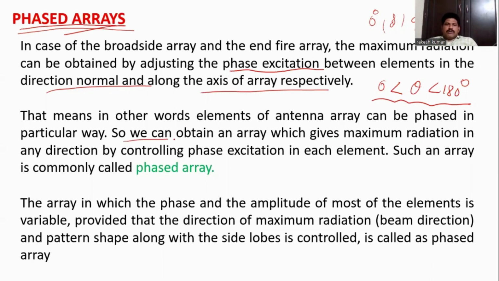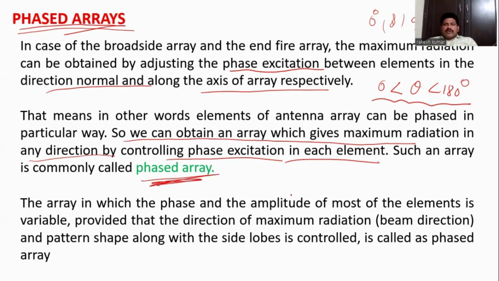Very, very important: we can obtain an array which gives maximum radiation in any direction by controlling the phase excitation in each element. Such an array is called a phased array.